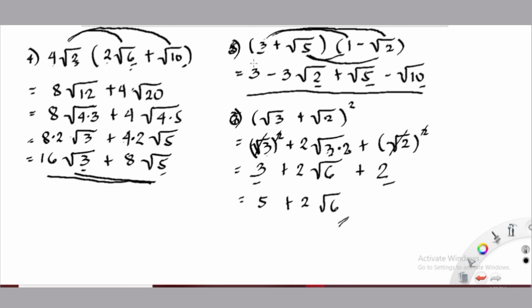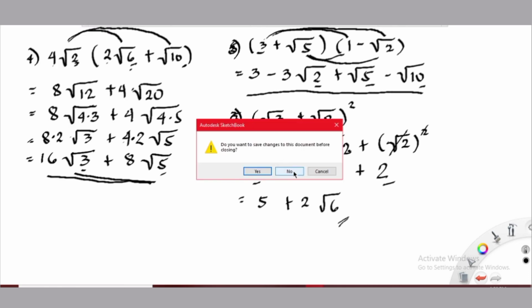Now, let's proceed to another example. Let's have example number 7. Number 7. What if we have this kind of example? Square root of 2 times the square root or the cube root of 3. So, magkaiba ang kanilang indexes. So, what are we going to do?